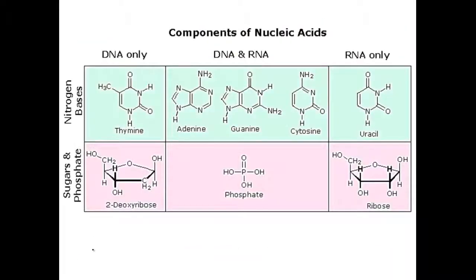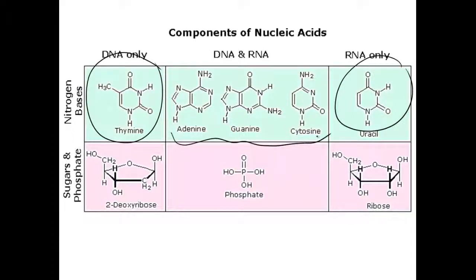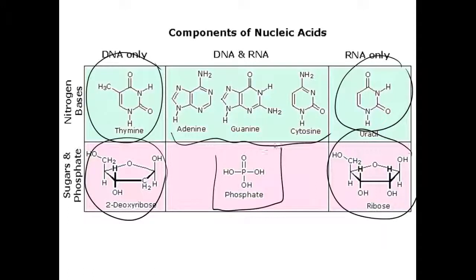If you're going to break that down and you're comparing DNA and RNA, the thymine is only found in DNA, and the uracil is only found in RNA. All the other letters, A, G, and C, are found in both DNA and RNA. The sugar that DNA has has one less oxygen, so we call it deoxyribose, found in DNA only. And the sugar in RNA is different, with more oxygen. It's called ribose, found in RNA only. And of course, both DNA and RNA have a phosphate group.